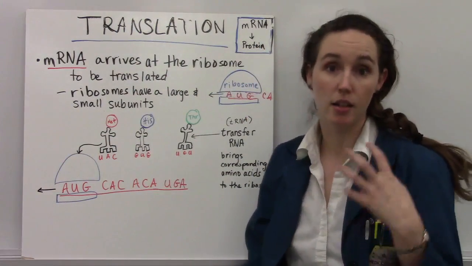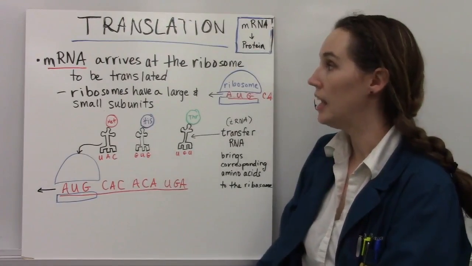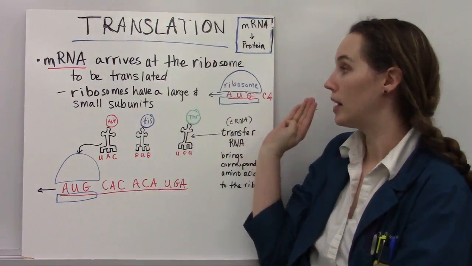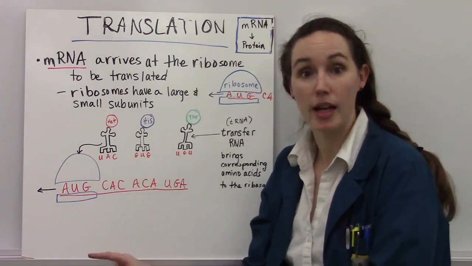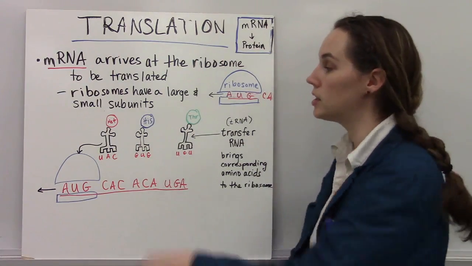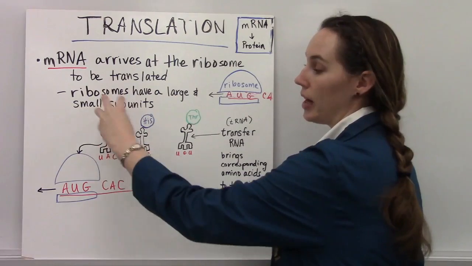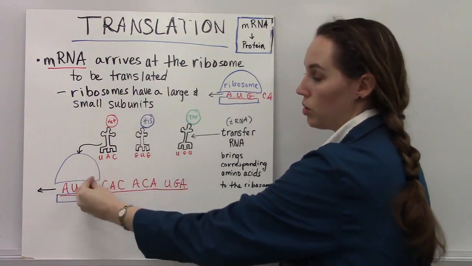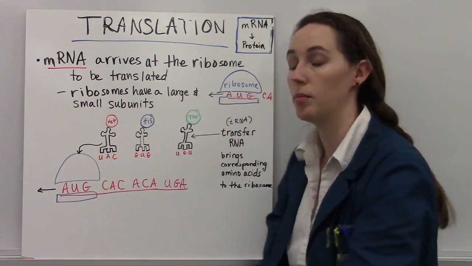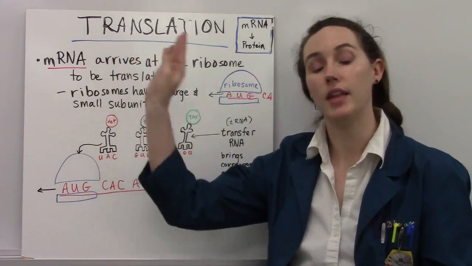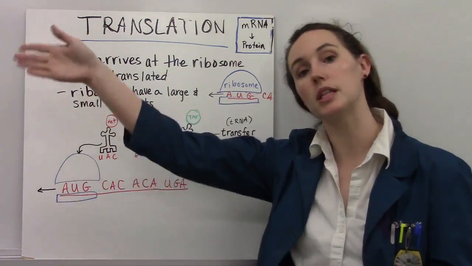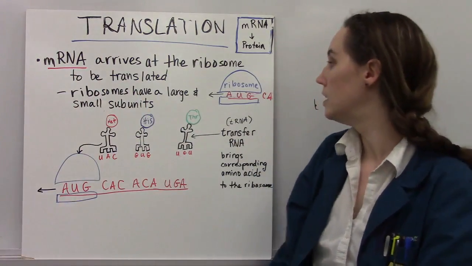The basic idea of translation is that when messenger RNA arrives at the ribosome, depending on what the mRNA code is, different amino acids will be brought to the ribosome by transfer RNA. That polypeptide will grow, and then when it has finished, it will release and do its job.